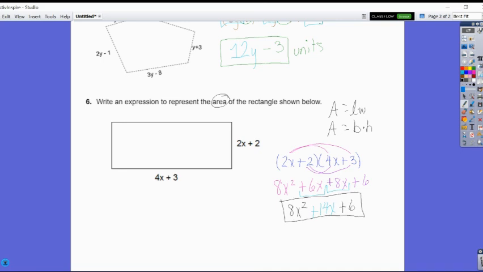So here is our area, and this is going to be represented in square units. Area is always square feet, square miles, square meters, square centimeters, whatever it is. I'm talking square units here.